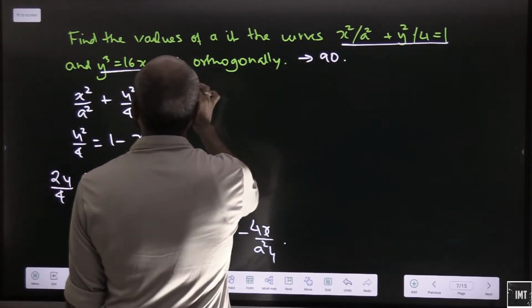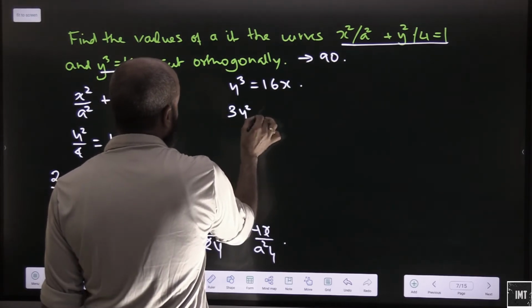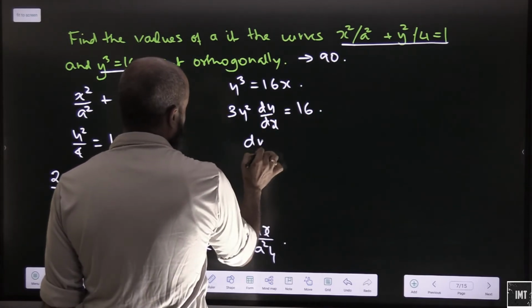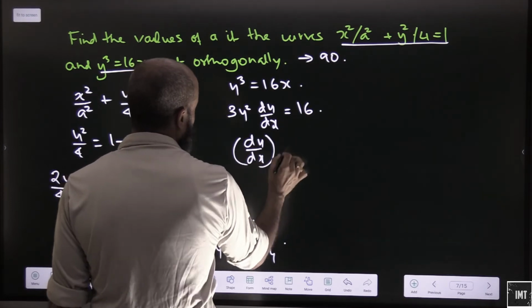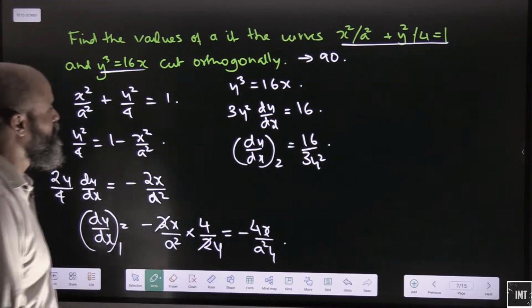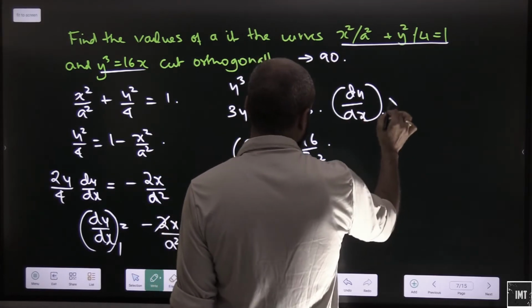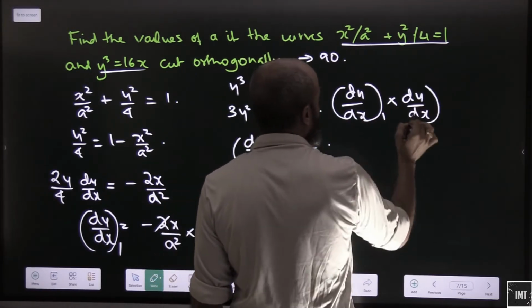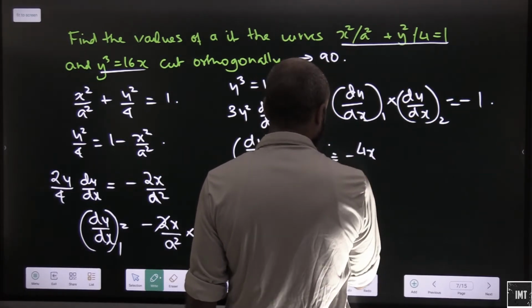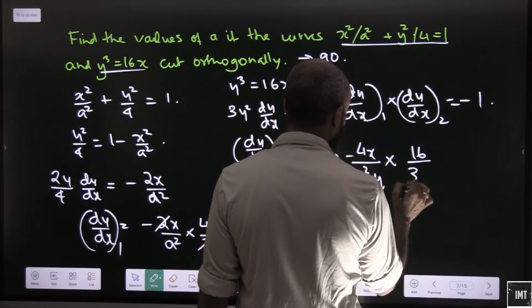Now for curve 2, y square is equal to 16x, so 2y dy by dx is equal to 16, and dy by dx for curve 2 will be equal to 16 by 2y, that is 8 by y. Since they cut orthogonally, dy by dx at 1 into dy by dx at 2 will be equal to minus 1. So that will be minus 4x by a square y into 16 by 3y square.